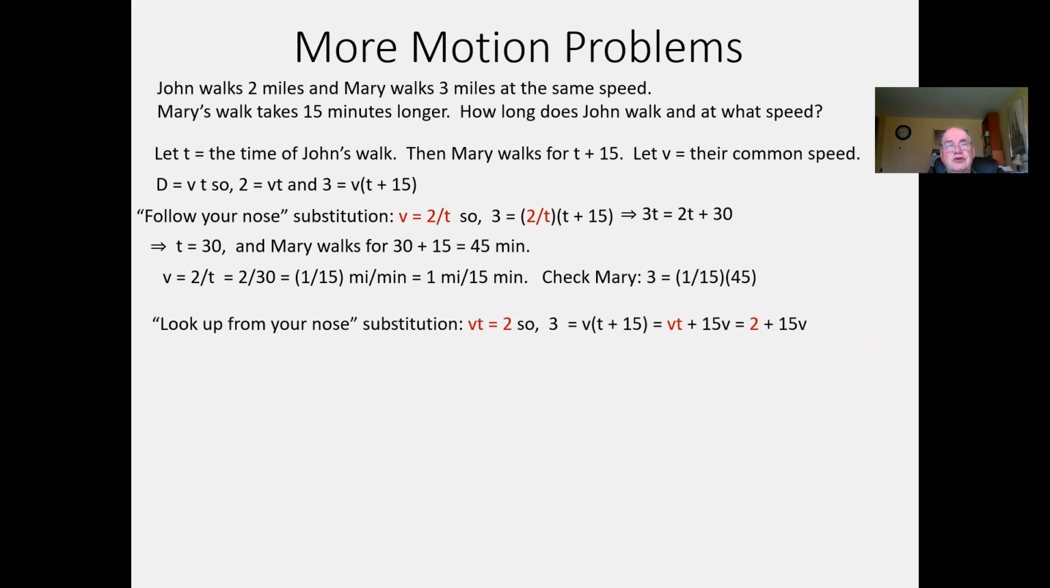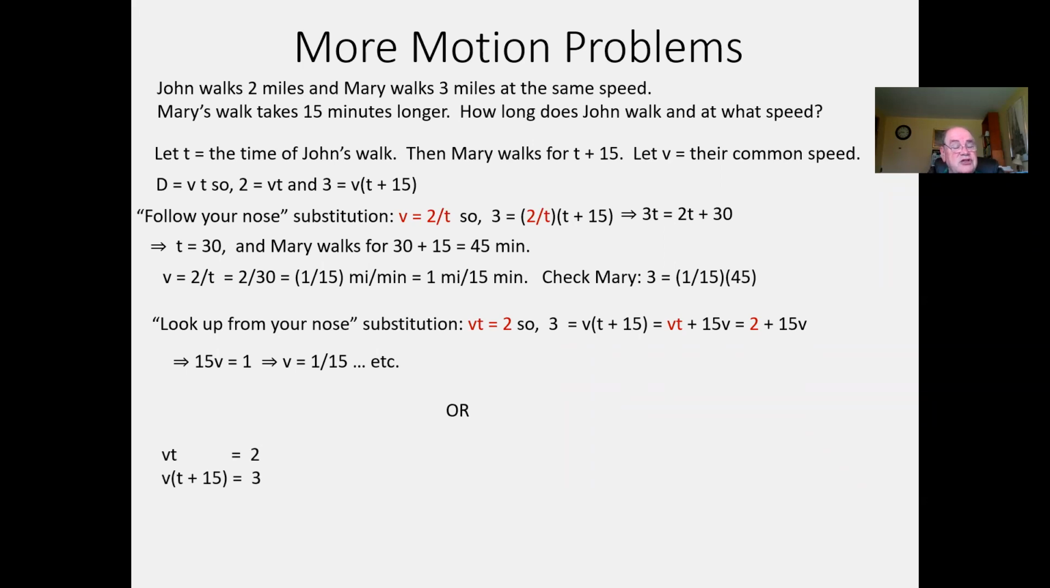But if you look up from your nose and stop grinding for a second, notice that vt is equal to 2. The algebraic expression vt is equal to 2. Now look at the second equation. 3 is equal to v times t plus 15. Isn't that vt plus 15v? When you multiply the v through. But vt is 2. So 3 is equal to 2 plus 15v. And so 15v is equal to 1. And sure enough, v is equal to 1/15 as we showed. And the rest of it just follows.